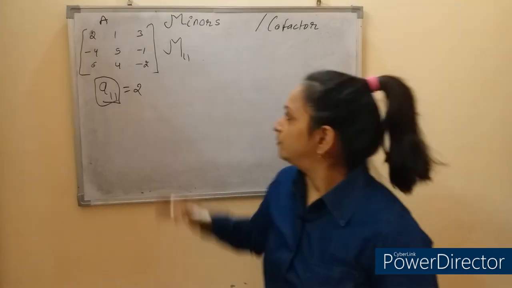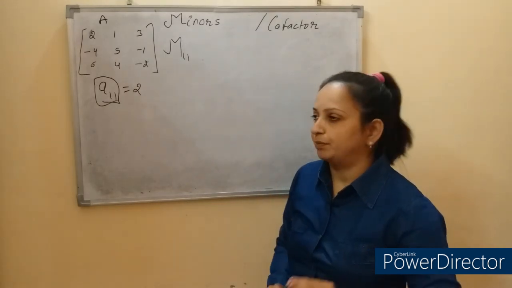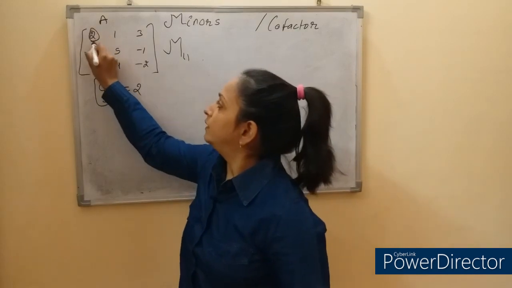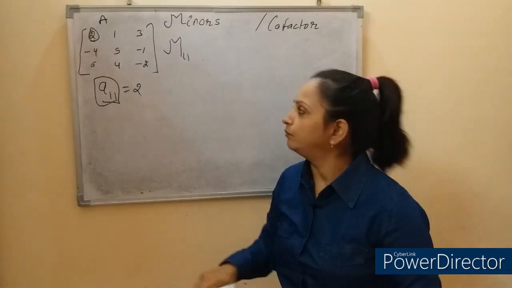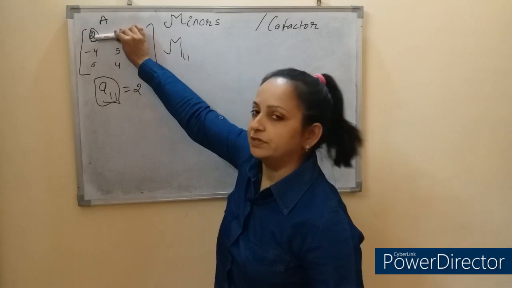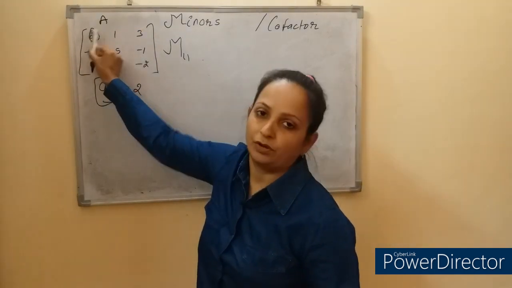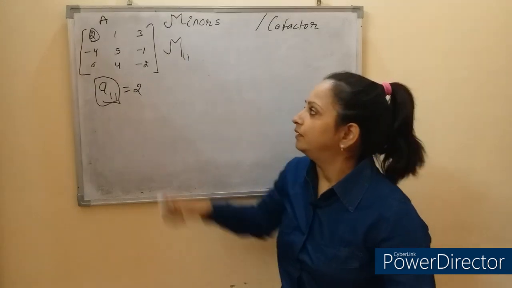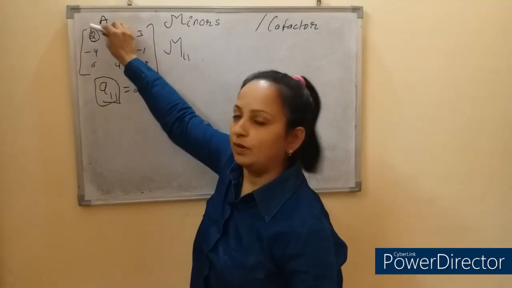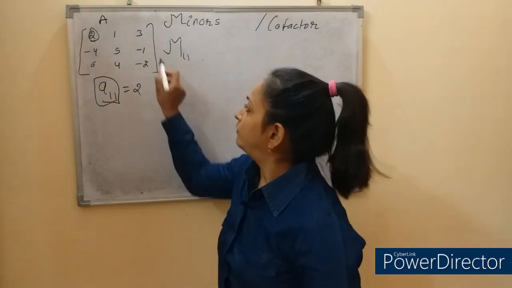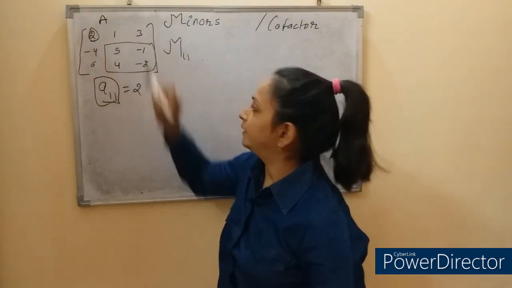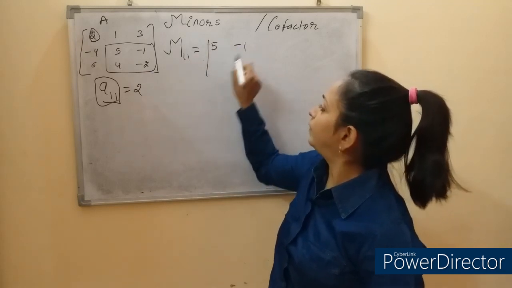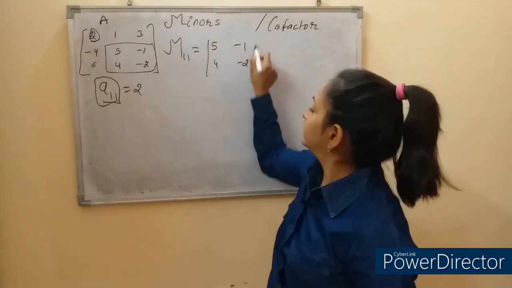So how can we find the minor? To find the minor of the element in the first row, first column, I will hide the first row and the first column. That means I eliminate the row and the column of that particular element. What will be the remaining elements? These. So I will find the determinant of these elements: 5, -1, 4 and -2.